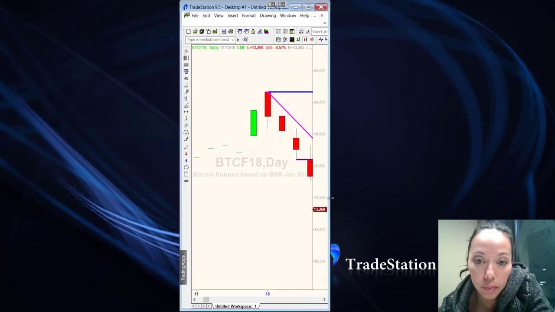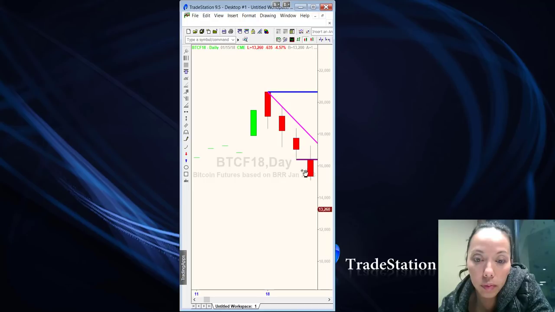Next day, we got another lower low. Downtrend is holding. It looks like a channel, a very strong downtrend.